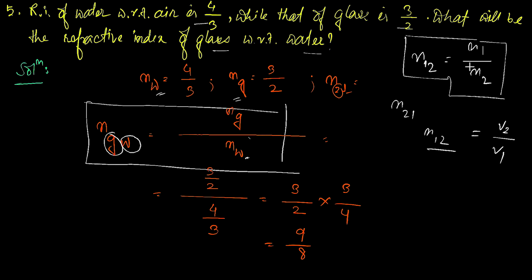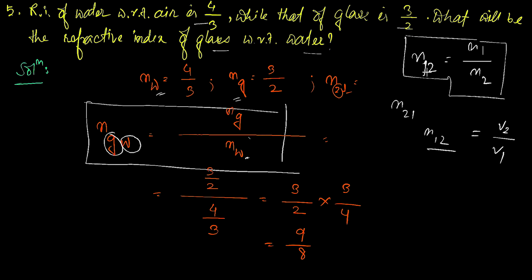This is the main formula you have to use to find the refractive index. Where the absolute refractive indices are given, depending on them we can calculate the relative refractive index. N12 is nothing but the relative refractive index. Simple. This is the main formula, and using it you can solve this.